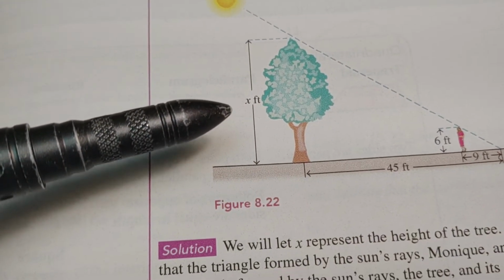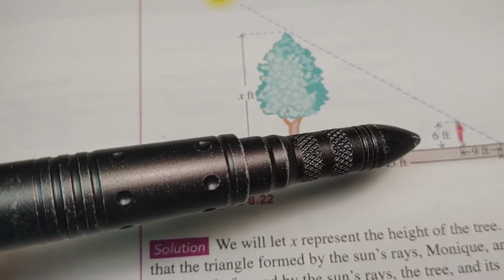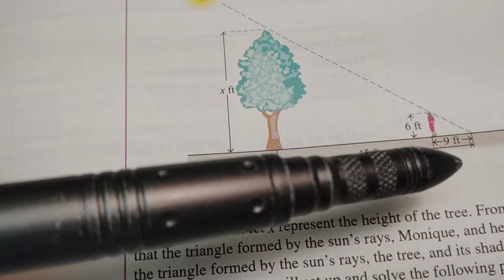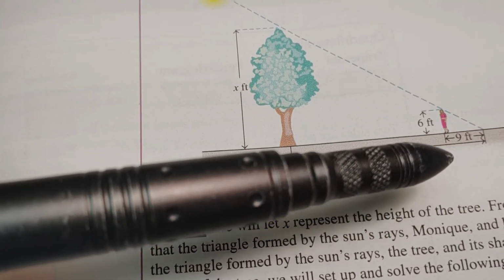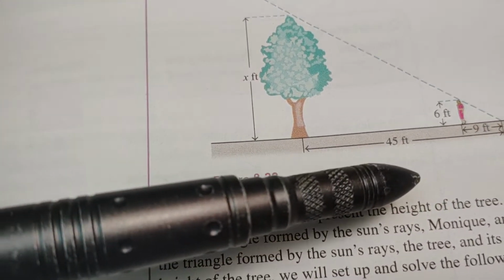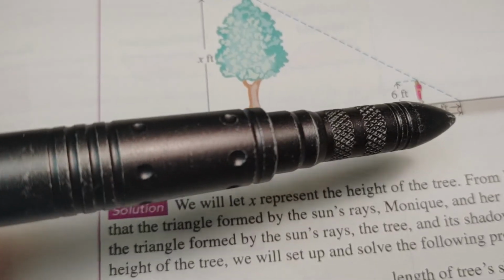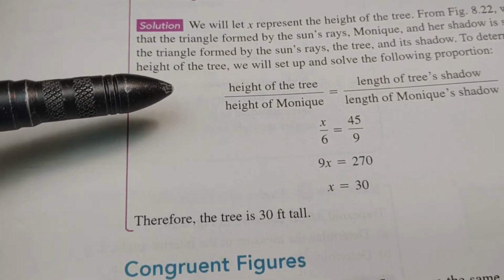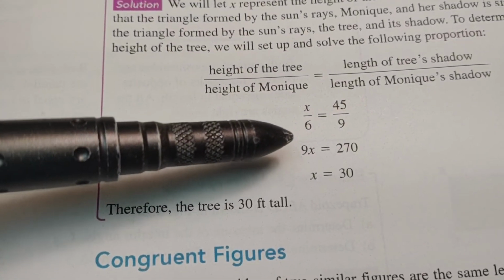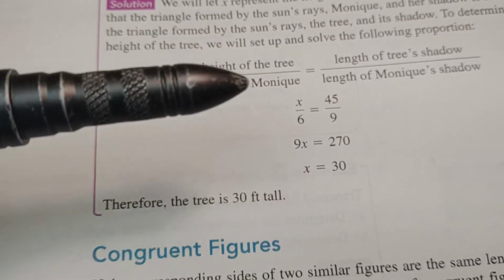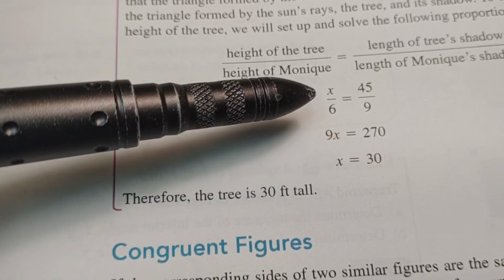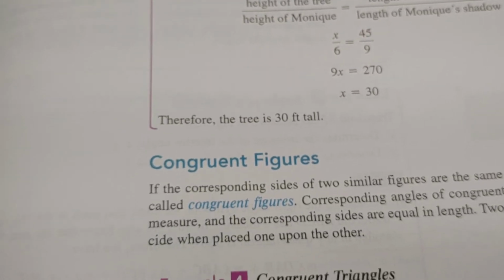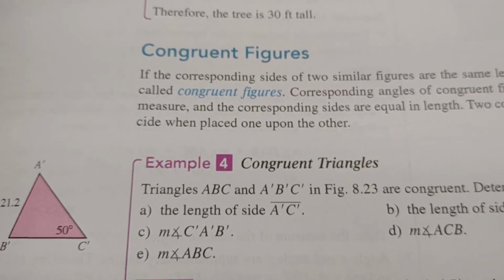So we can go big over little, x over 6 feet. We know that the tree's shadow is 45, and hers is 9 feet, that's the shadows. So we're going to go 45 over 9. So we're going big over little, x over 6, 45 over 9. It's a proportion: cross multiply, 9 times x equals 6 times 45, divide by 9, and you get x equals 30. So the tree is 30 feet tall.